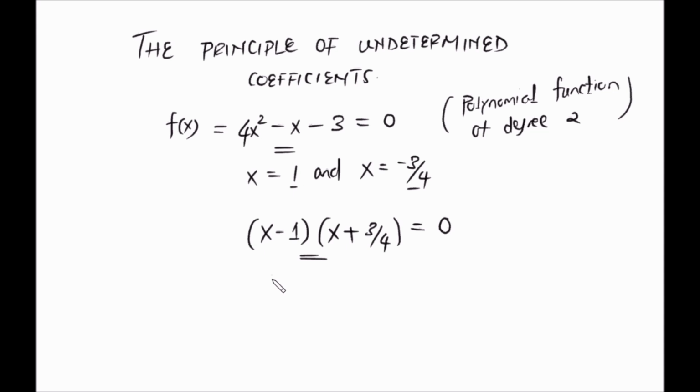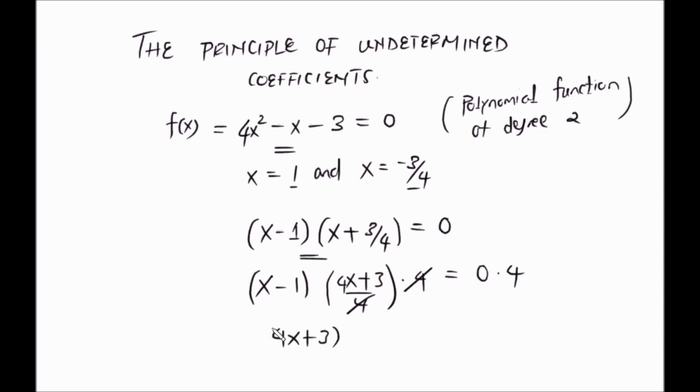Here, this can be like x minus 1. And then here we can have x plus 3 over 4, like this. So if I times 4 here, I have to times 4 in here. So 0 times 4 is 0. So here I get 4x plus 3 times x minus 1 is equal to 0.